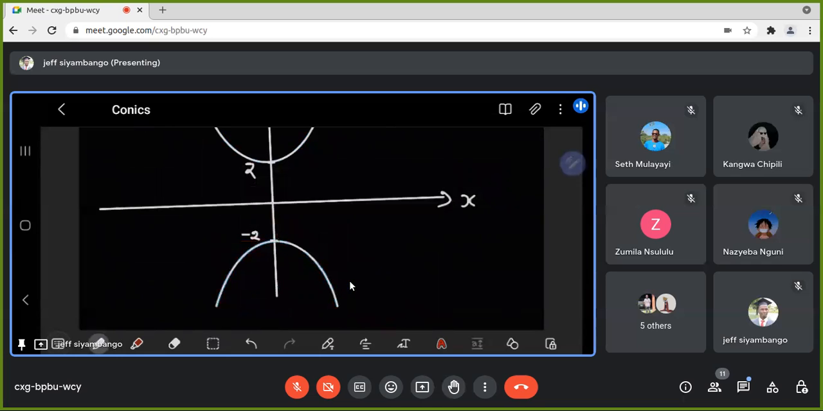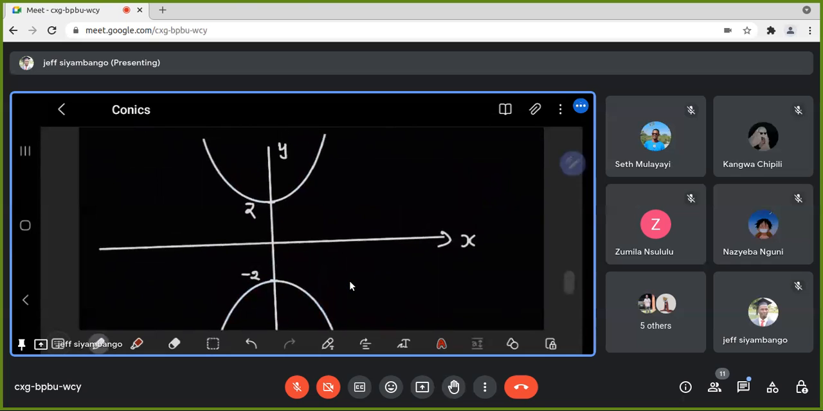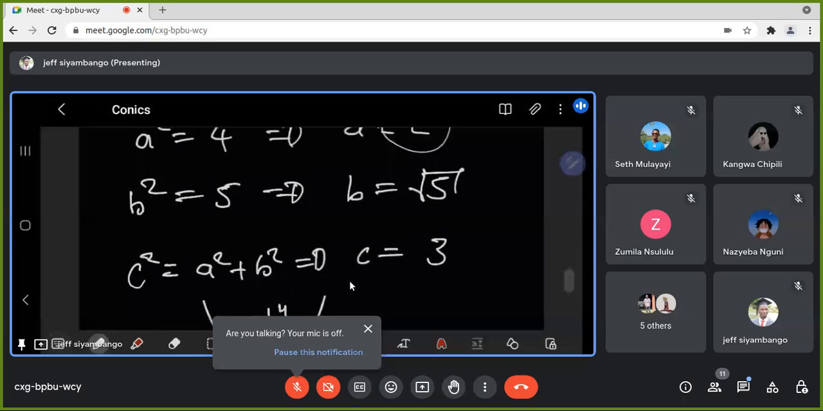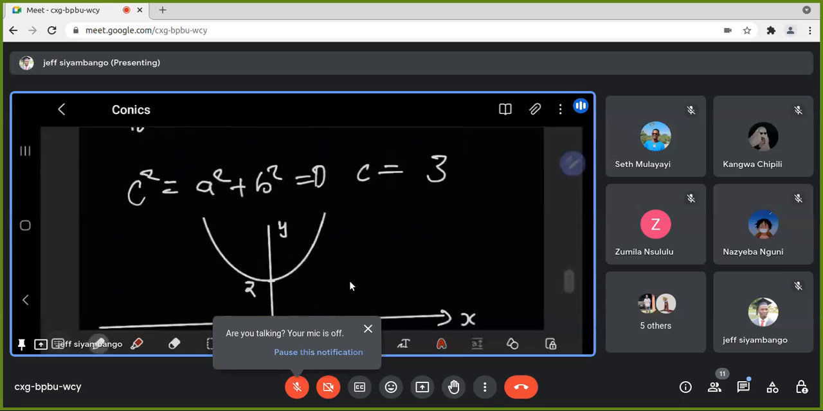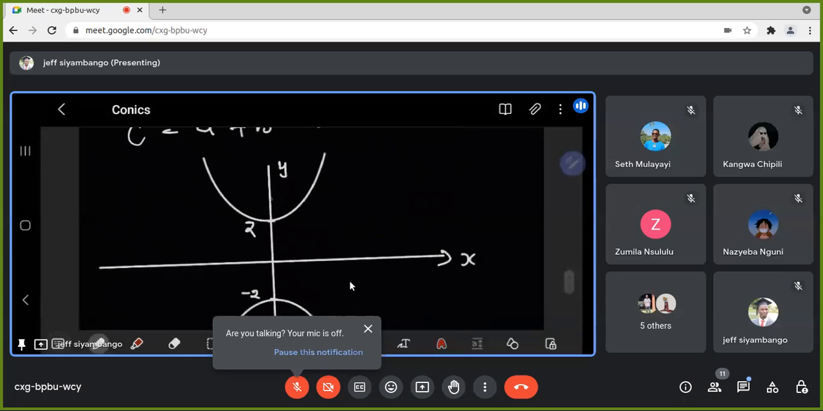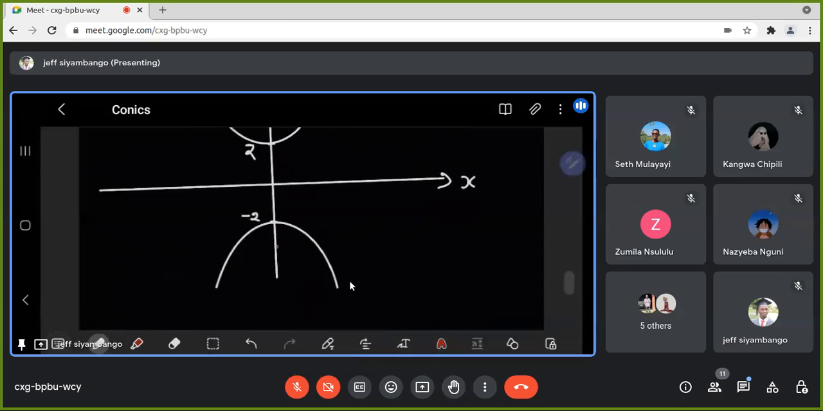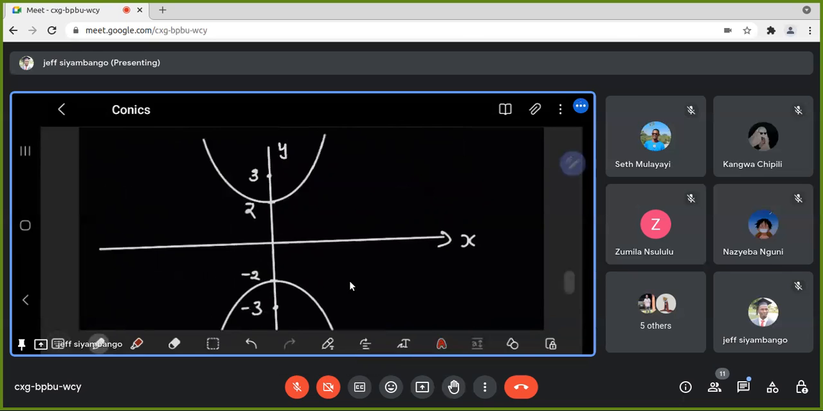Done. Next thing, the focus. The focus, according to what we did, is at 3 units up and 3 units down. So if this is 2, my 3 can be approximated to be there. The other one, 3 can be approximated to be here, so -3. So done. Next up, we have the asymptotes.